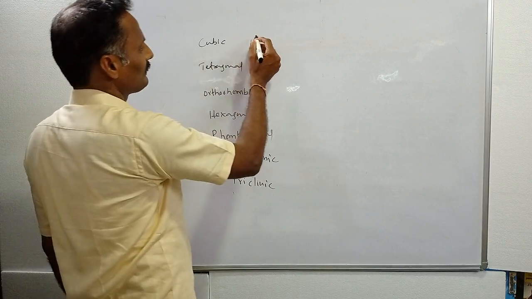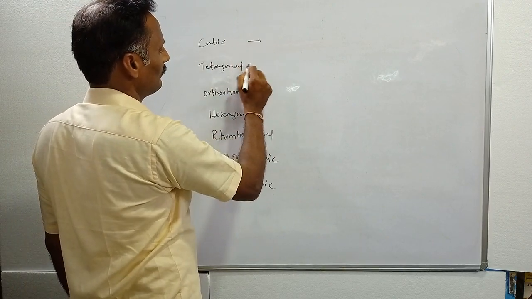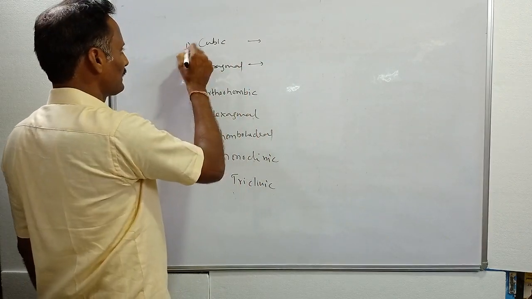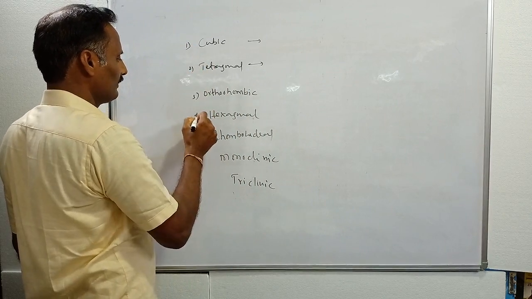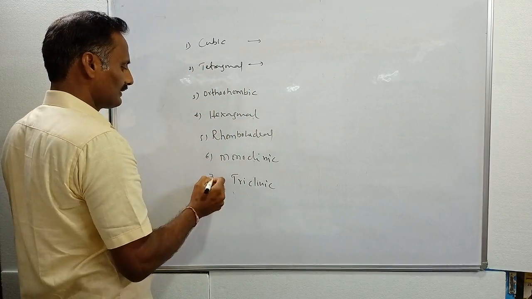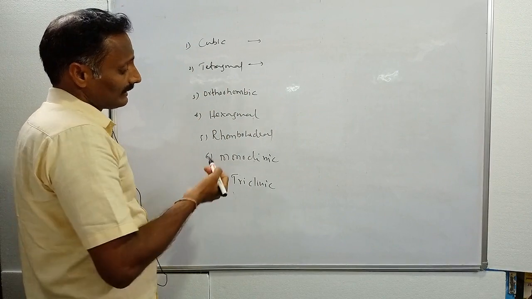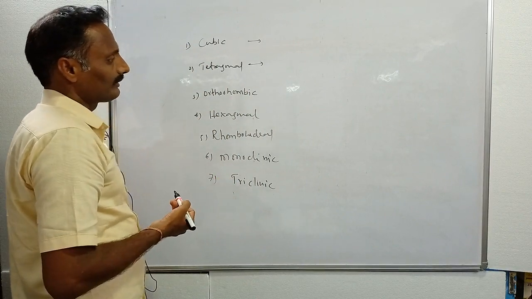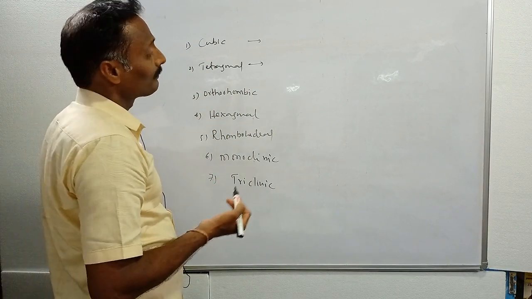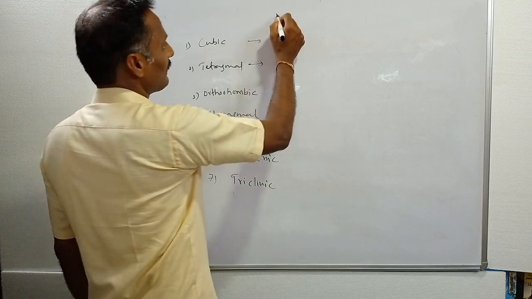These are the 7 types of crystal systems: 1, 2, 3, 4, 5, 6, 7. For these 7 types of crystal systems, there are again 14 possible variations. Those are called Bravais lattices.